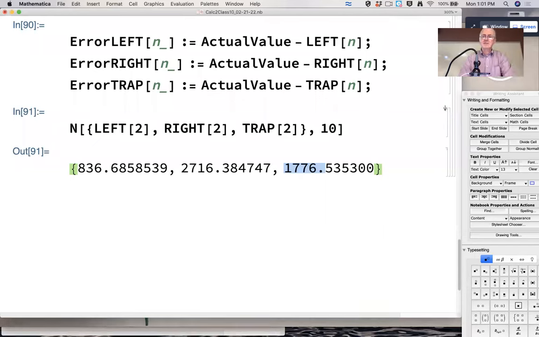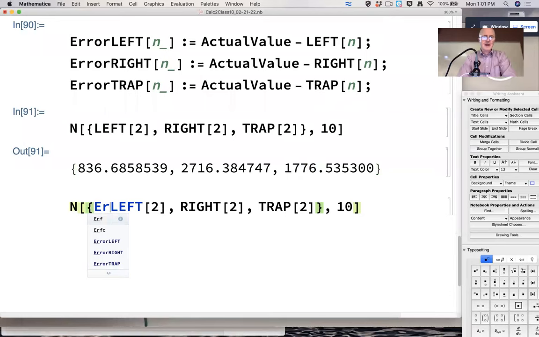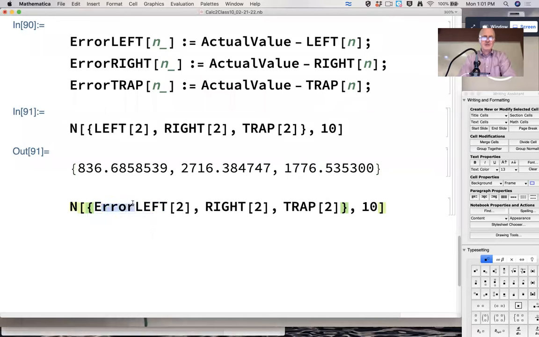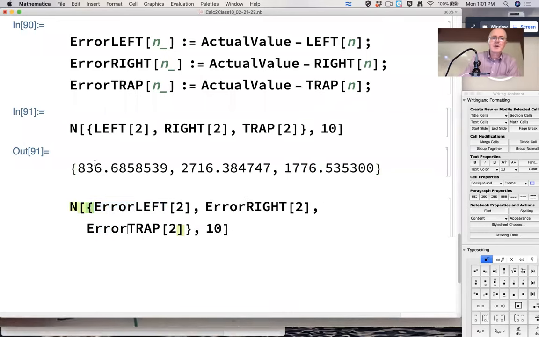What about those errors? Add the word error in here. Well, remember, when the approximation is too small, actual minus approximate is going to be positive. You're going to get a positive error for the left-hand rule, a negative error for the right-hand rule, because the approximation is too big. Actual minus approximate is going to be negative. And a negative error for this one.